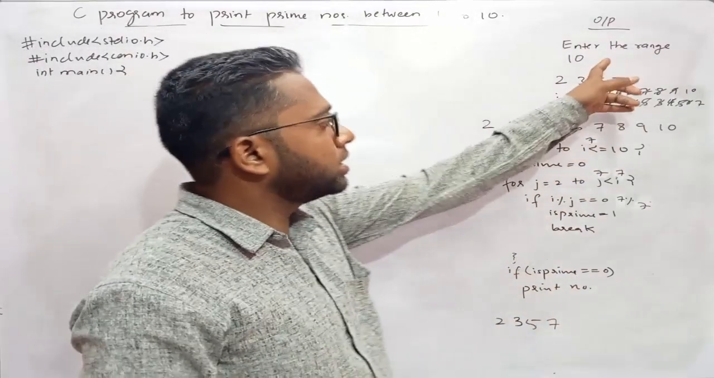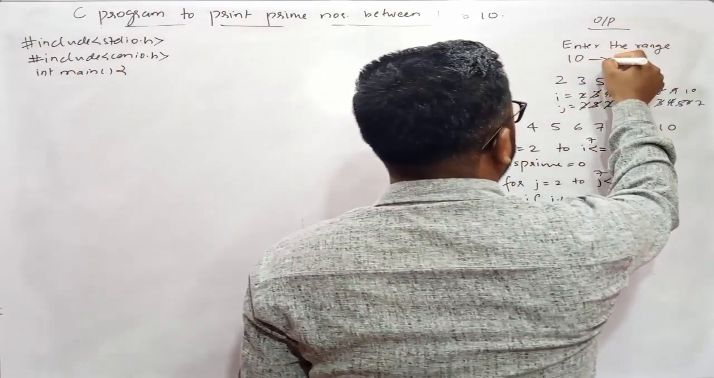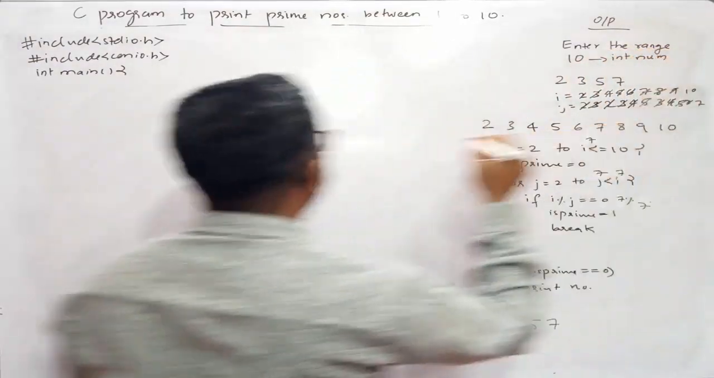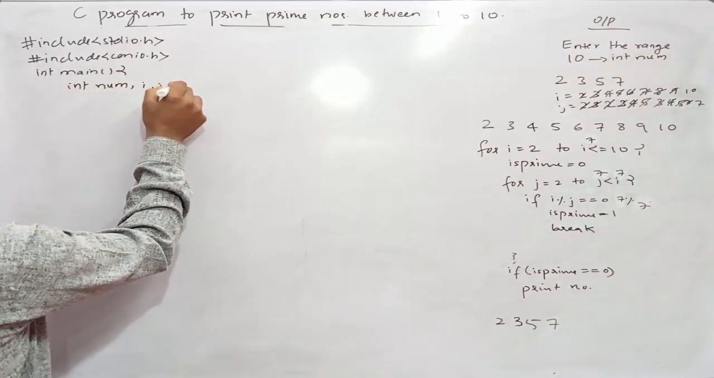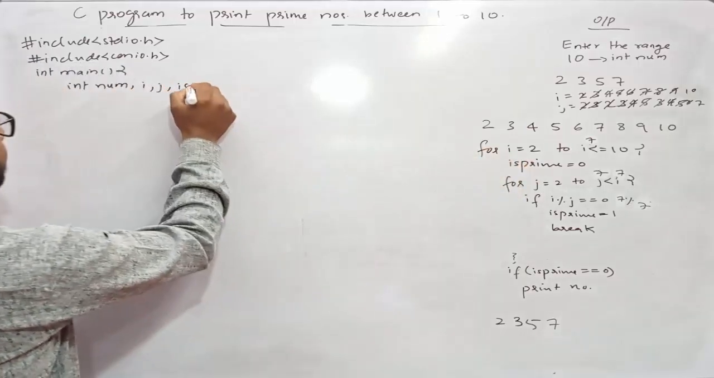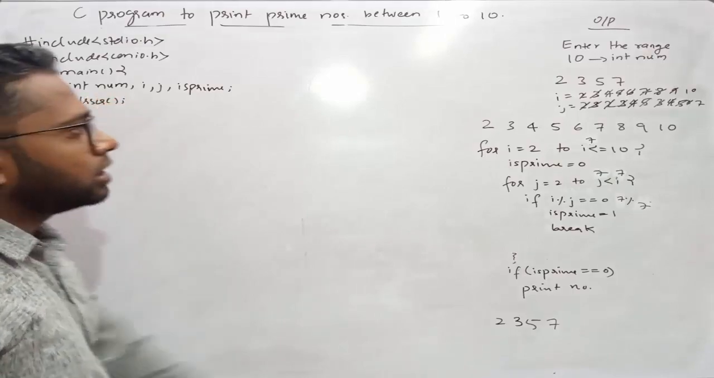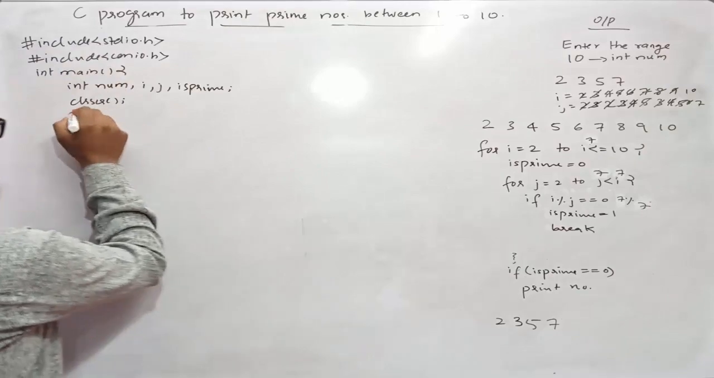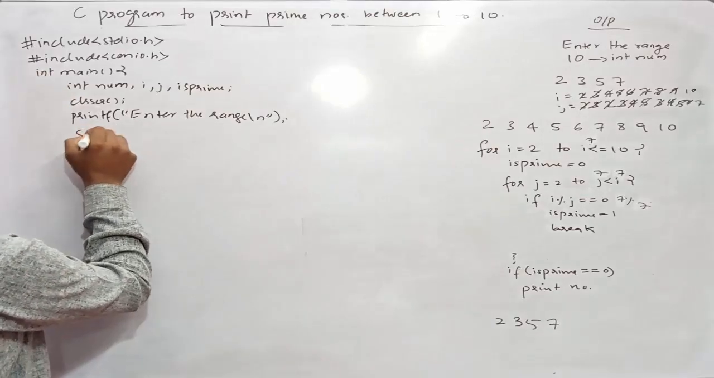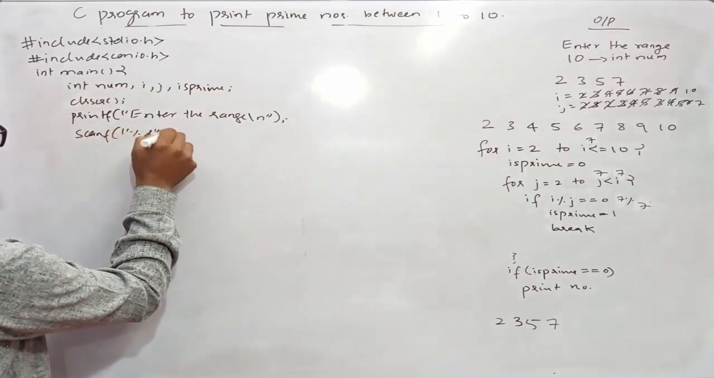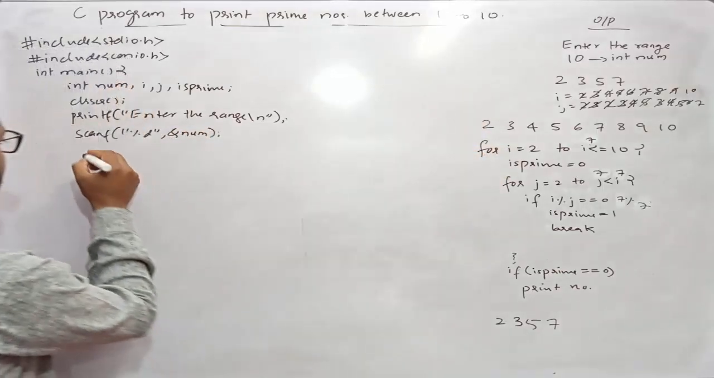Now we need to declare the variables. Since in my program I am expecting the user to enter the range, I need to store this value inside a variable num. So I should create variables num, i, j, and is prime, and then clear screen. Now I need to display the message, enter the range, using the printf function. Then I need to accept that input from the user, scanf %d &num.